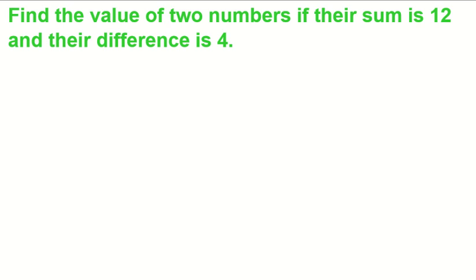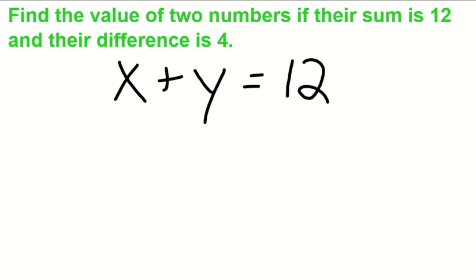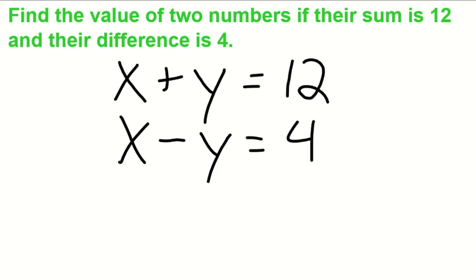All right, so the first thing we have to do each time is get our two equations before we do anything with them. This one says find the value of two numbers if their sum is 12 and their difference is 4. How do you find the sum of something? Add. So we'd have x plus y equals 12. What does difference mean? Subtract. So same two numbers, just subtracting this time, that's 4.